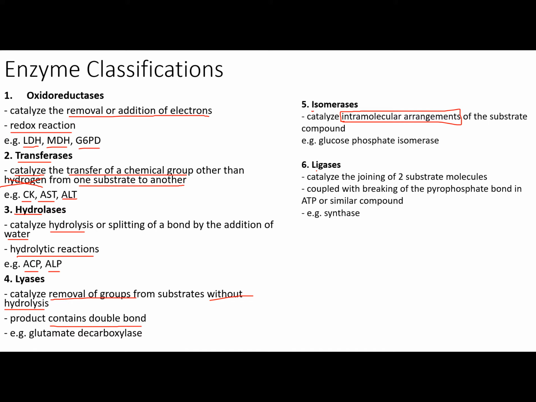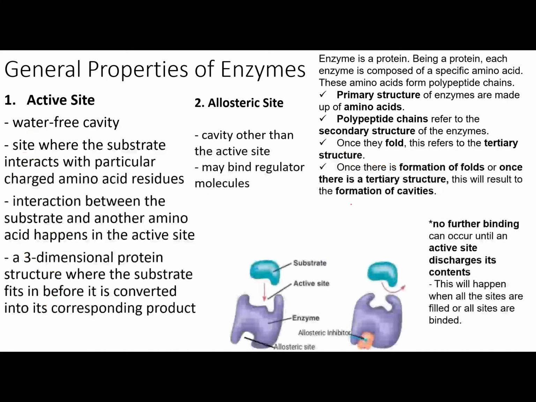Then the last classification, class, is the ligases. Ligases basically catalyze the joining of two substrate molecules. So for ligases, class, remember the word join. It joins two substrate molecules. They would be coupled with breaking of the pyrophosphate bond in ATP or a similar compound. An example of an enzyme in ligases, class, is your synthase. So those are the six enzyme classifications.